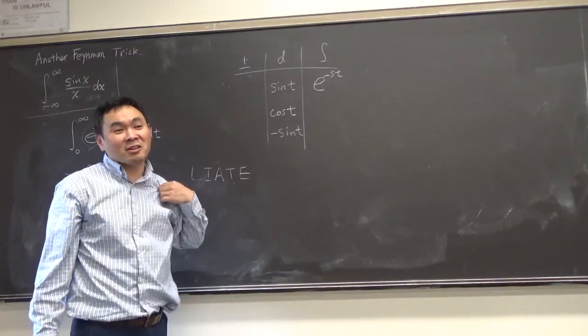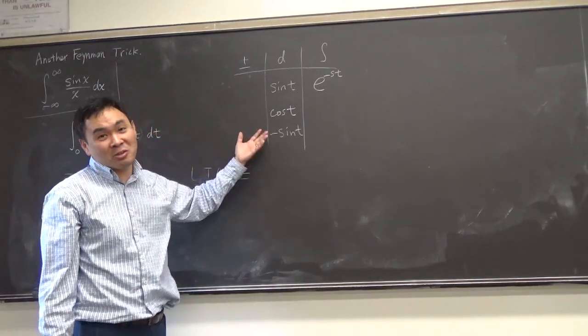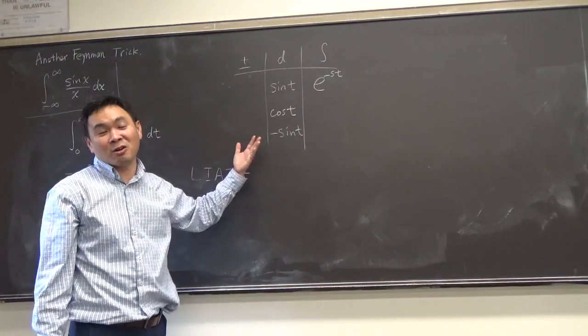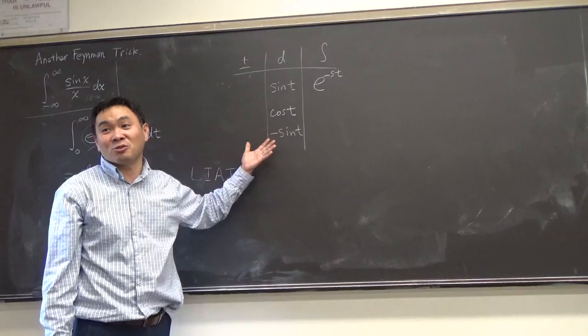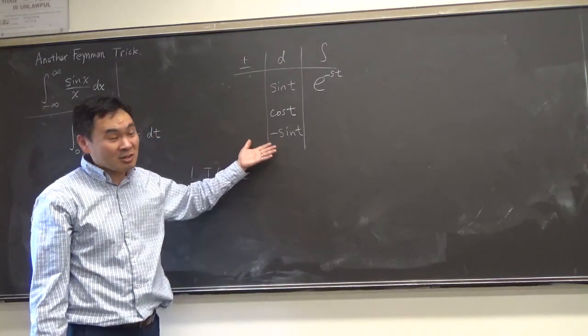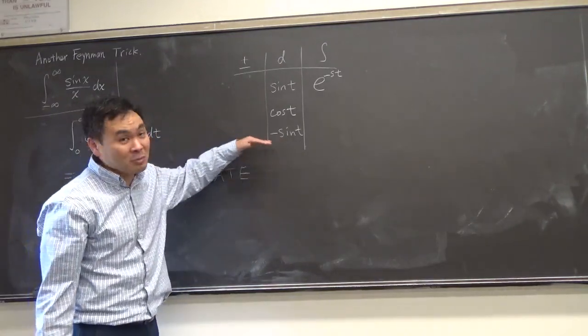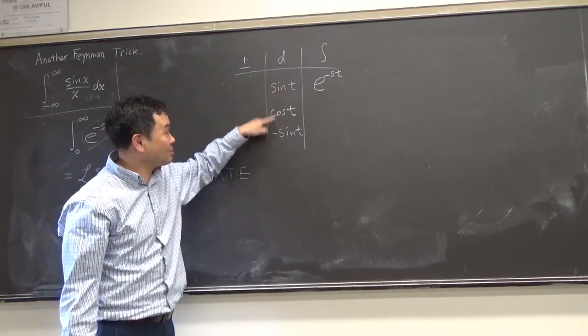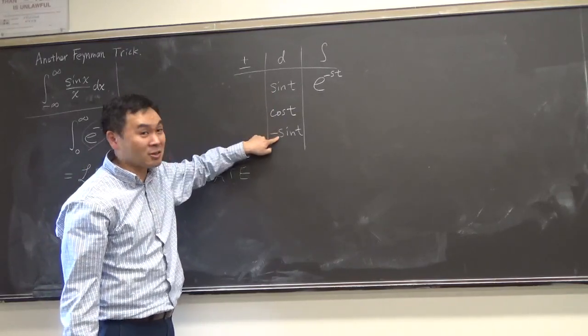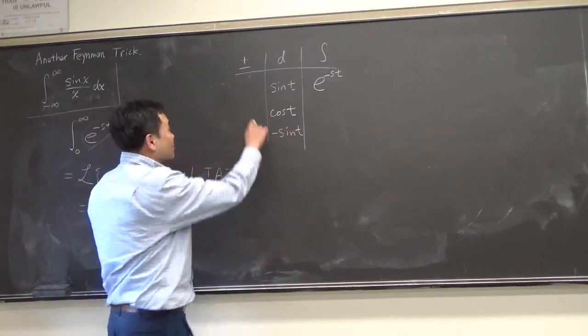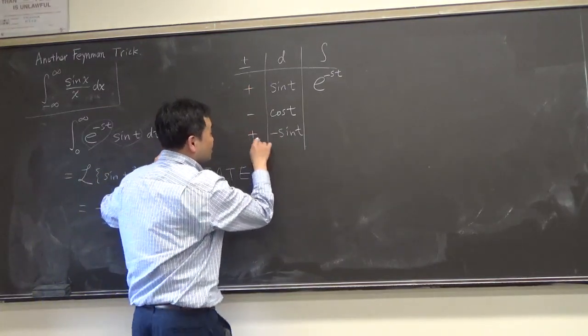You might be wondering, if tabular integration was so easy, why didn't they teach you in Calc 2? Well, because sometimes it's not so straightforward to use. So this is an example where it's not so straightforward to use. You have to stop at the third row when you see the first function back again. Whenever you see the same function appearing again, stop. Okay, so plus, minus, plus.